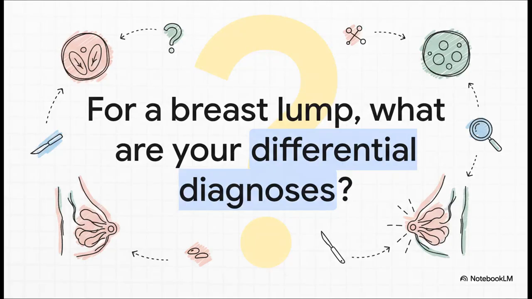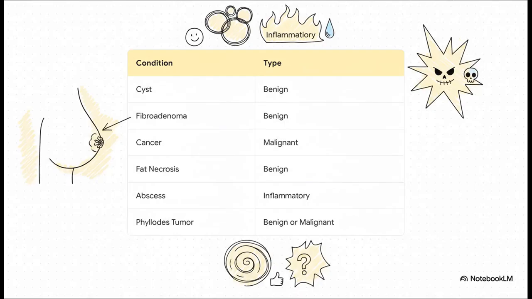Excellent. That's a very thorough start. Now, based on her complaint of a breast lump, what potential diagnoses are you considering? What's on your differential list? Well, the list of possibilities for a breast lump is quite broad. As you can see here, it ranges from very common benign conditions, like a simple cyst or a fibroadenoma, all the way to inflammatory issues like an abscess.